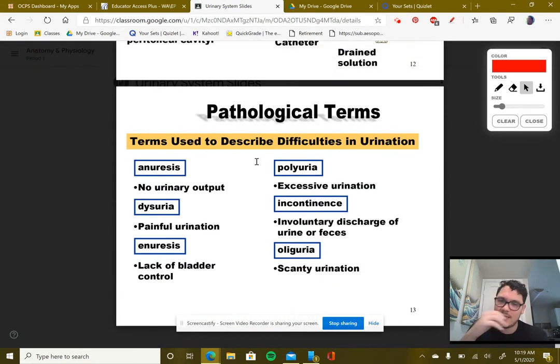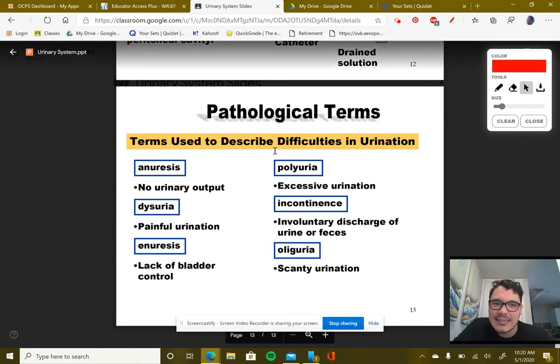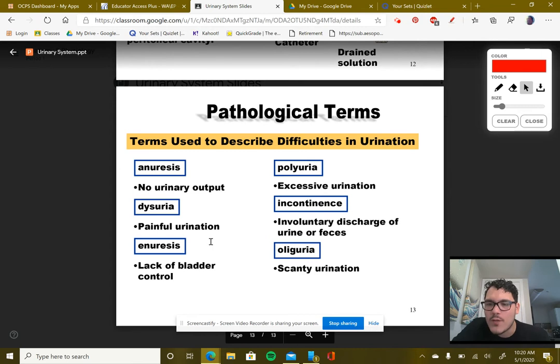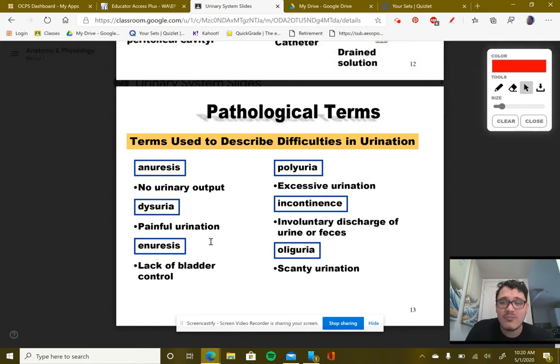All right, last but not least, some more terminology. These are just general terms that can be identified as far as issues with the urinary system. So first off, we have anuresis. Typically, when you see that prefix "a" in front of a word, that means lack of. So in this case, anuresis is going to be no urinary output. So someone struggling to urinate.